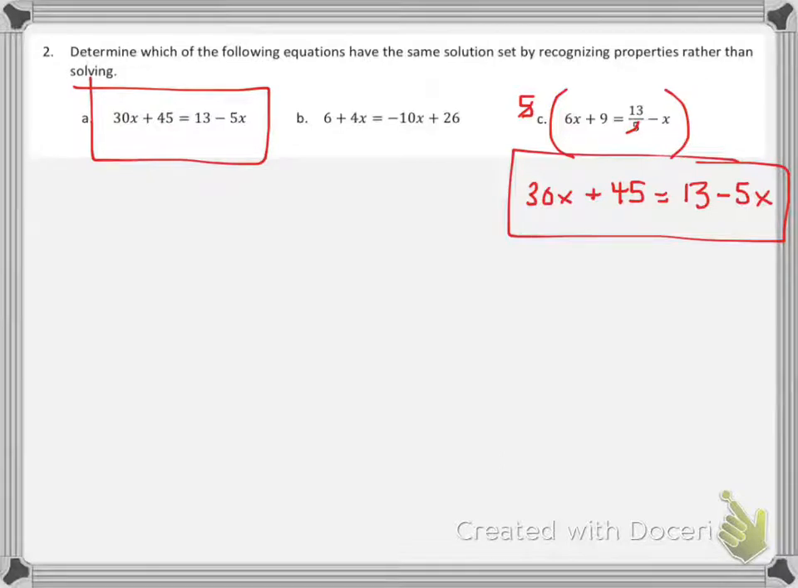Because let's just check it. If I rewrote this as 26 minus 10x, I could multiply this by 2 over here on this side. I could multiply everything by 2, but 2 times 30x would be 60x, and that's not what I have here. So it's just A and C that are the same.